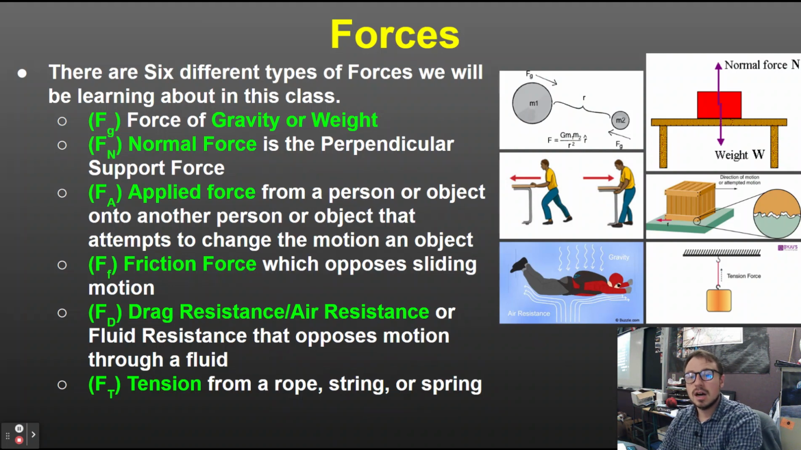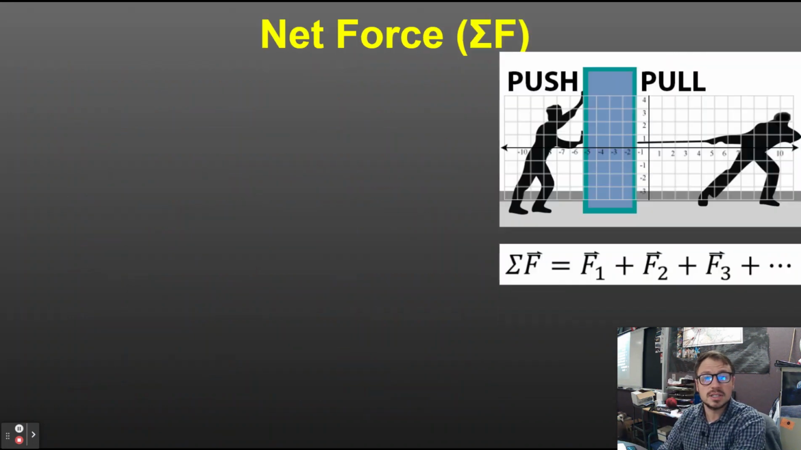And Ft, this is from a rope, string, or a spring. So these are the 6 forces we're really going to be concerned with. I've seen sometimes Ft, the tension, they add a 7th one, a spring force. I just combine them into one just to make it easier.